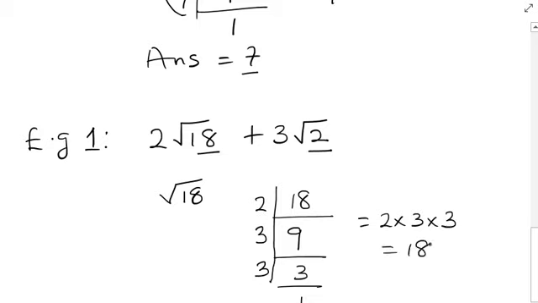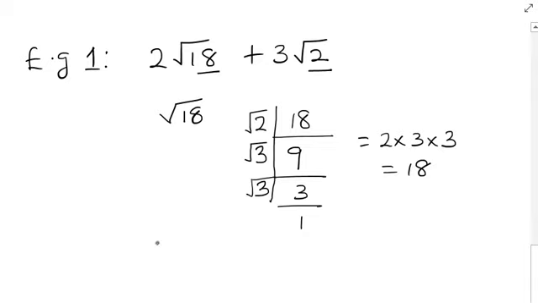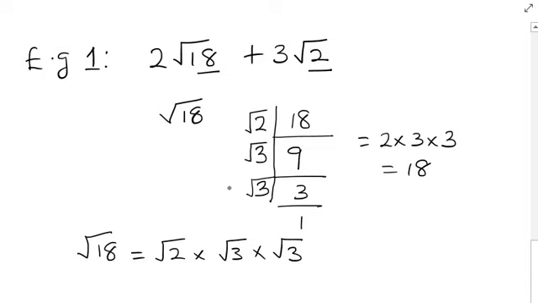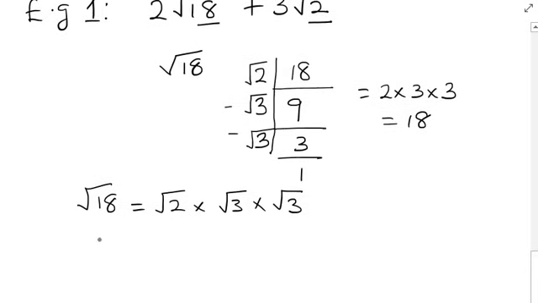So here, this 2 means root 2. This 3 means root 3. This 3 means root 3. So to get root 18 will be root 2 multiplied by root 3 multiplied by root 3. But root 3 multiplied by root 3 will give us 3. And how did we get that?